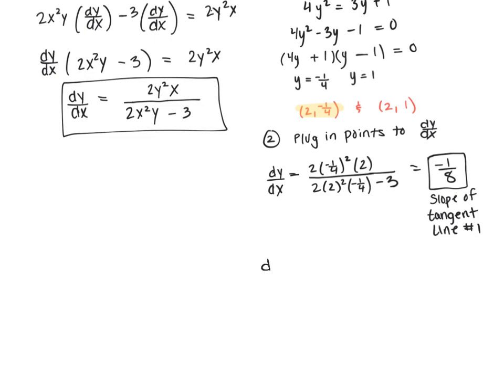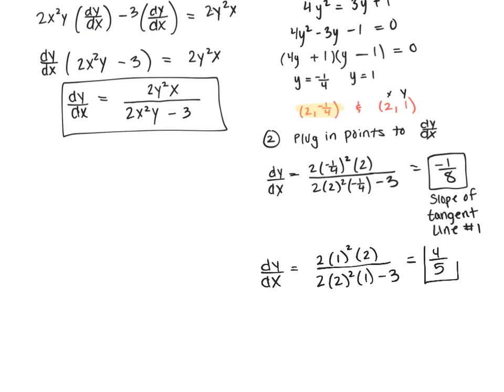So now we have another dy/dx. And this time x is going to be 2 and y is going to be 1. So 2 times 1 squared times 2 over 2 times x squared y minus 3. So go ahead, pause the video, type that into the calculator, and then hit resume when you're ready for the answer. Okay, so you should have gotten 4/5. And that is the slope of the tangent line, which we'll call the second tangent line. So tangent number 2.